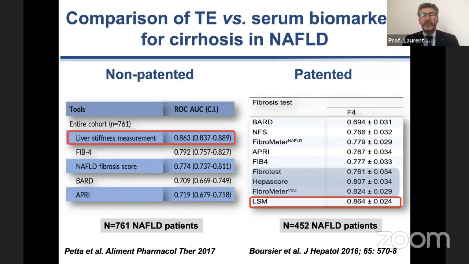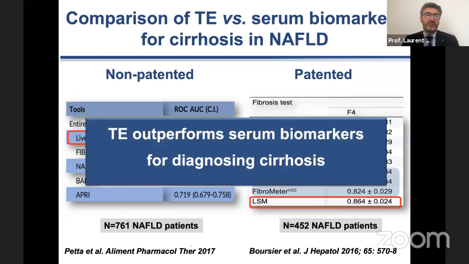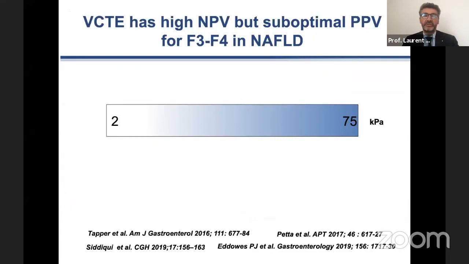What about the comparison between transient elastography and serum biomarkers for the diagnosis of cirrhosis? In general, not only for transient elastography, elastography outperforms serum biomarkers for diagnosing cirrhosis. Now, how does it work in clinical practice and which cutoff should we use?